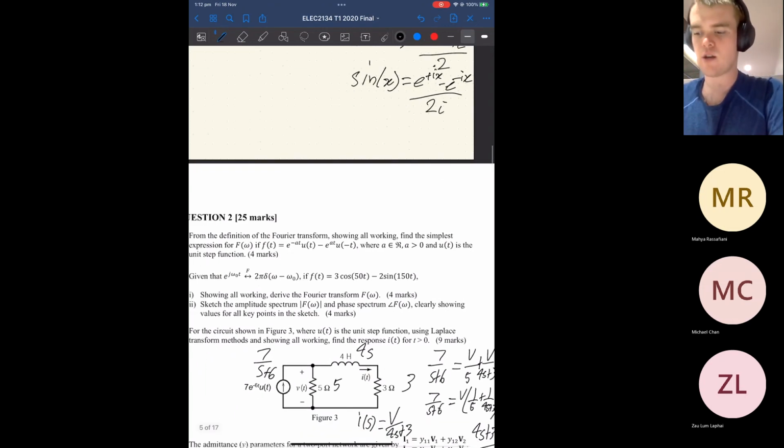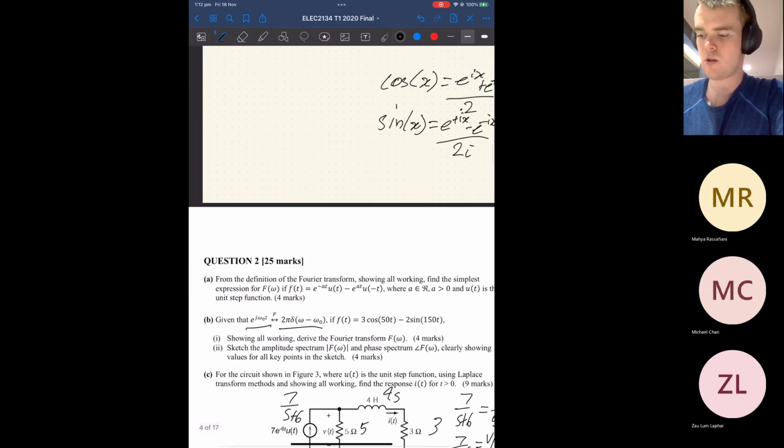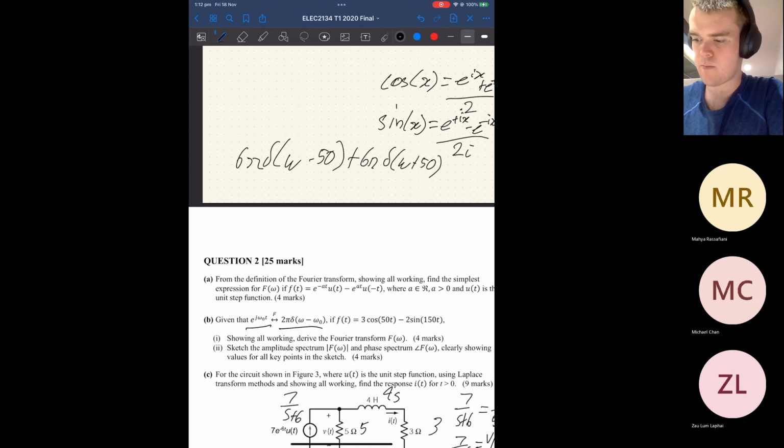Okay. And so from there, we know that if we have this form, we get that. So I would expect to get 6 pi Dirac of omega minus 50 plus 6 pi Dirac omega plus 50 plus minus 2 pi Dirac omega minus 150 minus 2 pi Dirac omega plus 150. Does that make sense?